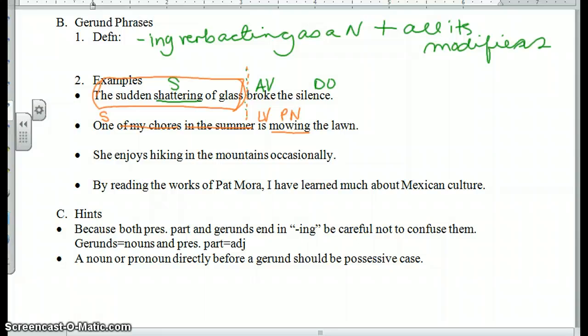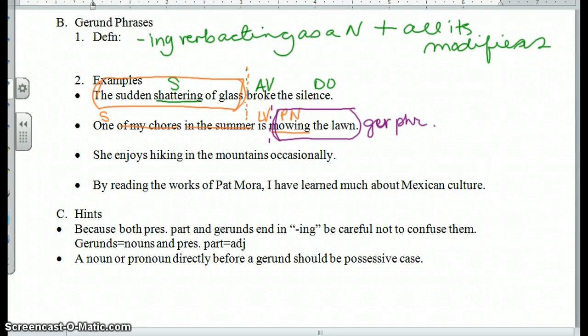Okay, mowing renames one. So I know that my gerund phrase would start with mowing. Now, the lawn. Does the lawn tell me more about mowing, or does it tell me more about something else in the sentence? Of course it tells me more about mowing. It's what I'm mowing, the lawn. That is your gerund phrase, and it's acting like the predicate nominative.